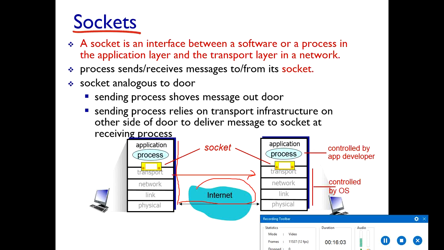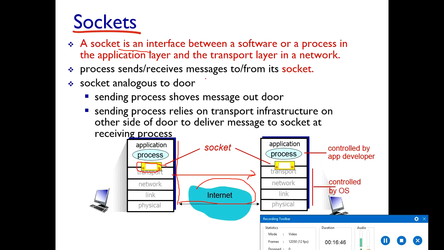So a process sends messages and receives messages from the network through a software interface, which is called the socket. So what is a socket? A socket is an interface between a software or a process in the application layer and the transport layer in the network. So the socket is just this interface between the application layer and the transport layer. Now processes send and receive messages to and fro from the socket. So processes use the socket to send or receive the message.